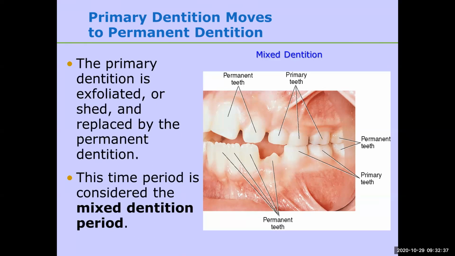You will need to be determining primary versus secondary dentition, mixed dentition. The primary dentition is exfoliated or shed and it's replaced by the permanent dentition. When that first tooth falls out and the permanent tooth starts coming in, they are then considered to be in mixed dentition.